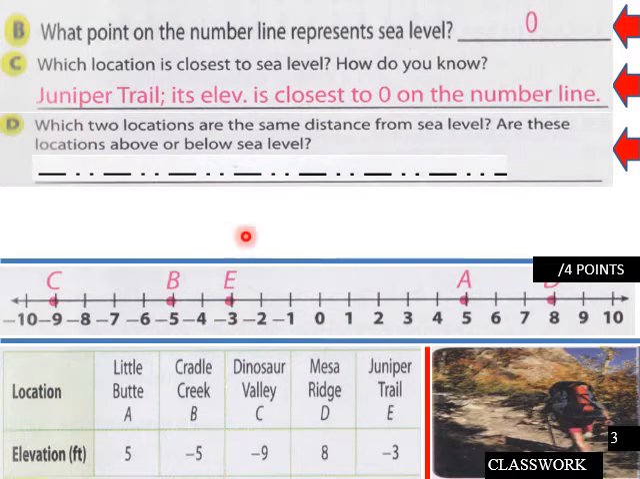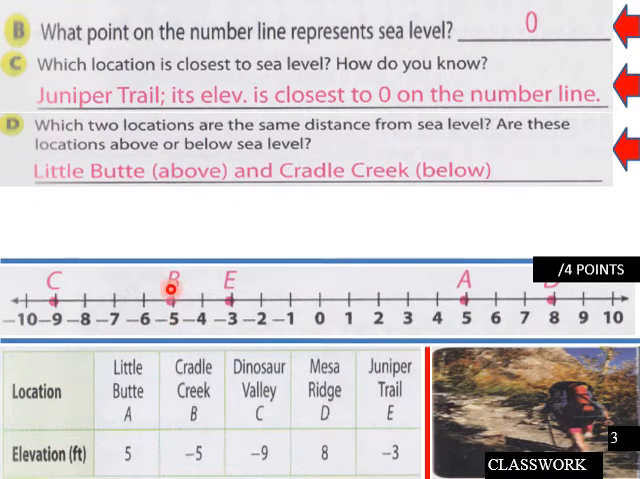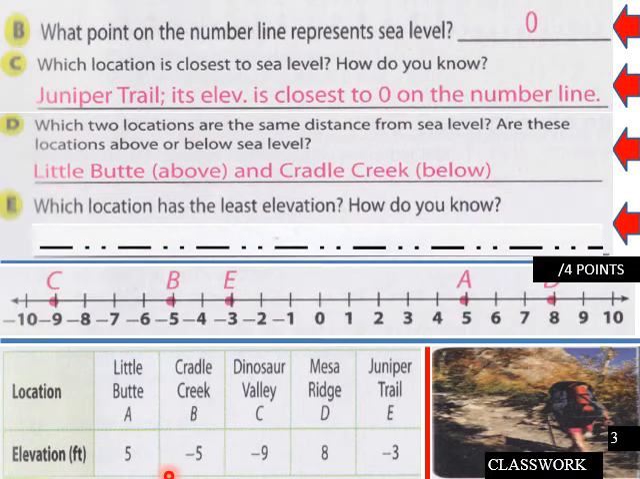And then which two locations are the same distance from sea level? Are these locations above or below? So right here we have -5 and then 5. Little Butte and Cradle Creek. Which location has the least, and how do you know?